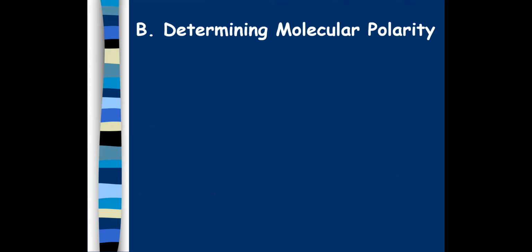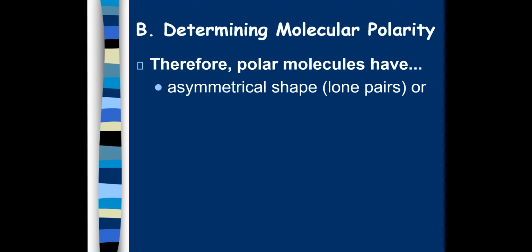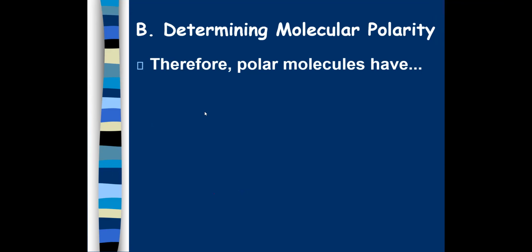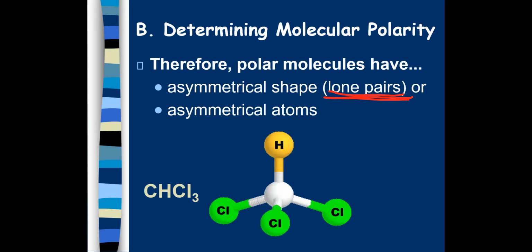All right. So how do we know if something is polar or not? Once you do the Lewis structure, if you have an asymmetrical shape, which means you have a lone pair, very important, any lone pairs will create asymmetry. Or this is the other one. You have asymmetrical atoms. You notice one of these is different from the rest. This one is. So then your polarity is going to go like this.